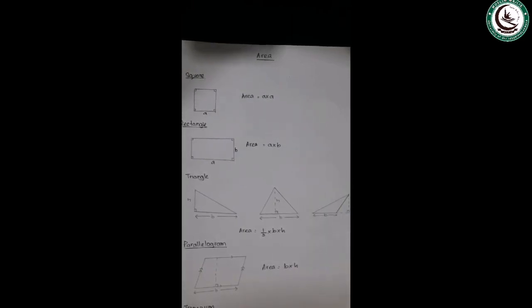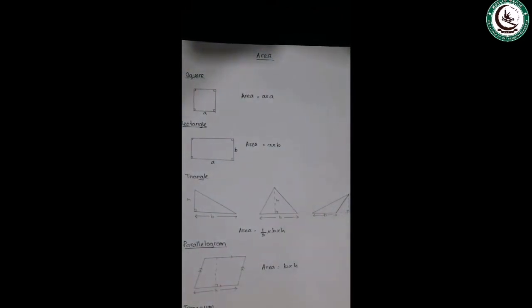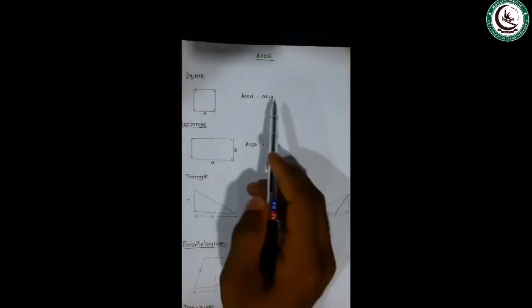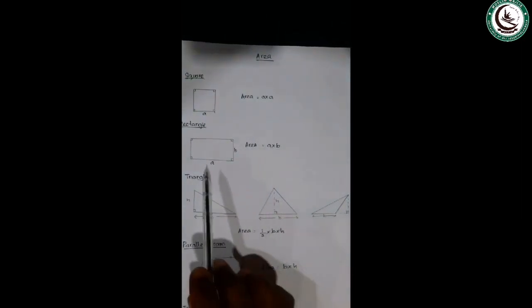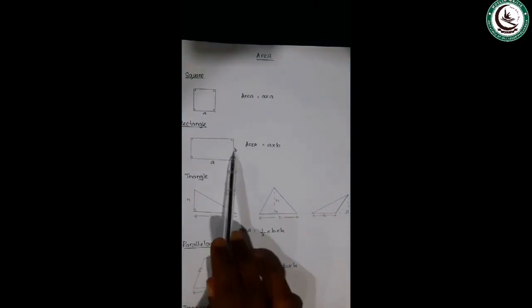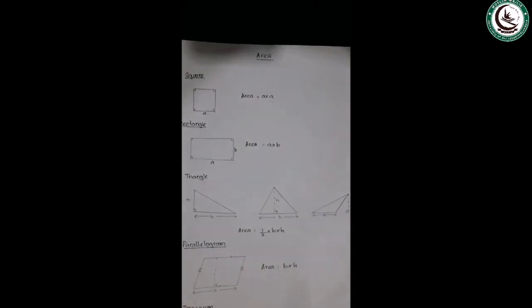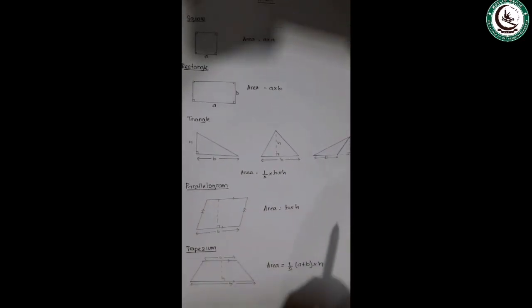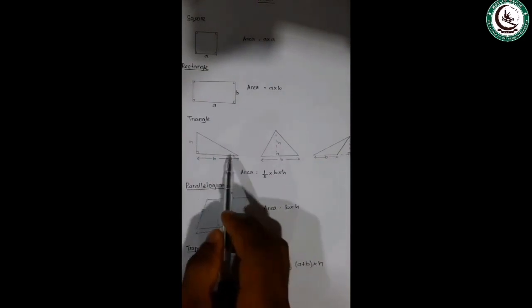Now we look into the section called area. Area is this amount of space the inside of a shape takes up. So the area of a square is A into A, and the area of rectangle is length into breadth, that is A into B. So if we look up for the triangle's area, that would be base into perpendicular height. So the perpendicular height can come in these three formats. So it can come at the edge, inside and outside.